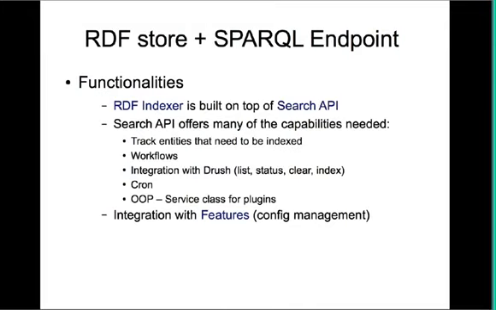And the RDF Indexer and the ARC2 module that is present on Drupal.org both have integration with Features. That means you can export all of your configuration, all of your servers and indexes from the RDF Indexer into a feature, into code, and you can share that or deploy that to your staging or live environments very easily.